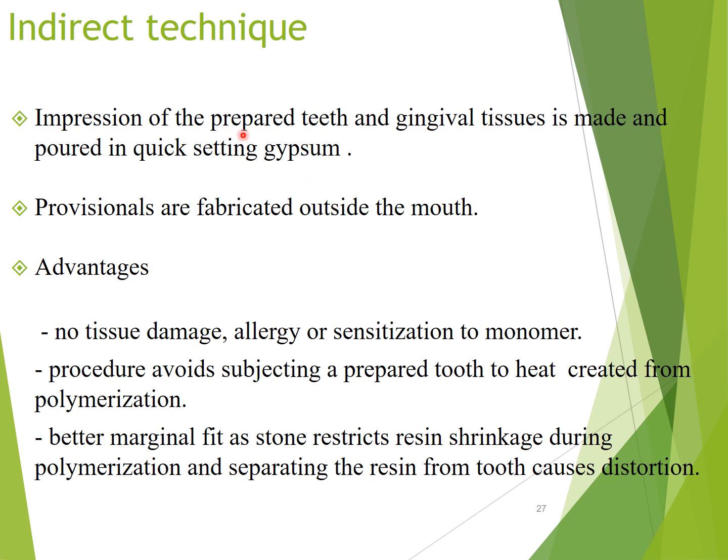Coming to the indirect technique, impression of the prepared teeth and gingival tissue is made and poured in quick setting gypsum. Provisionals are fabricated outside the mouth. Advantages here are no tissue damage, allergies, or sensitization to monomer as it is not coming in contact with any patient. Procedure avoids subjecting a prepared tooth to heat created from polymerization. They may have a better marginal fit as stone restricts resin shrinkage during polymerization and separating the resin from tooth causes distortion.